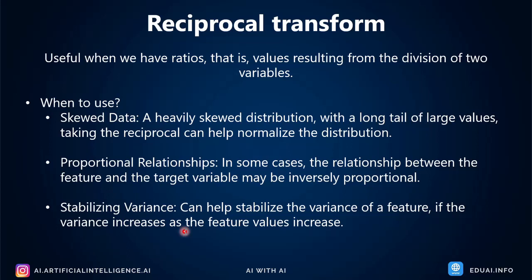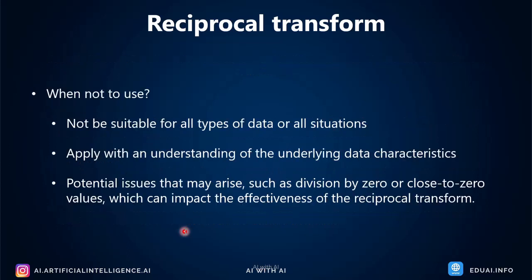So that's why we can think of using reciprocal transform when we want to stabilize the variance. Importantly, when not to use the reciprocal transform. The reciprocal transform is not suitable for all types of data or in all situations, and it is generally used for linear models. Apply this when you understand the underlying data characteristics, because there can be potential issues that may arise.